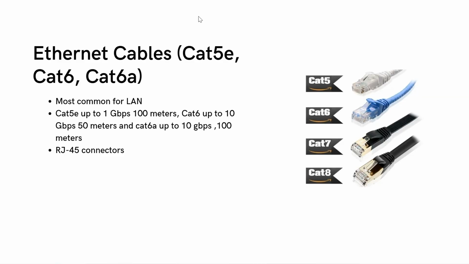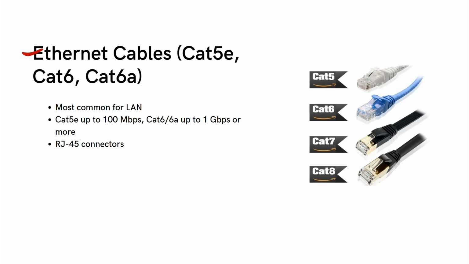Next we have network cables. What are network cables? Network cables are the physical pathway for data. Data travels in it, and it comes in different types depending on the speed, distance and environment.